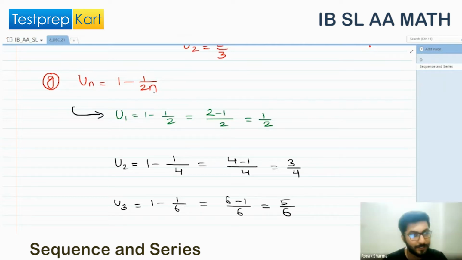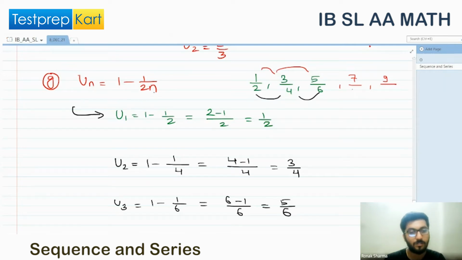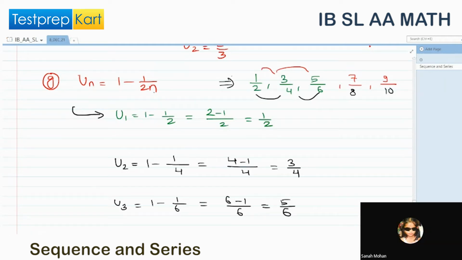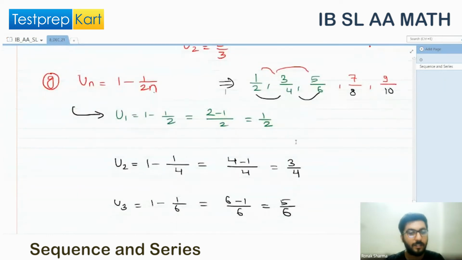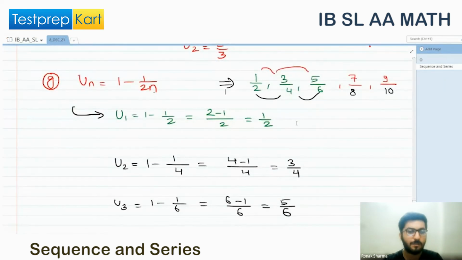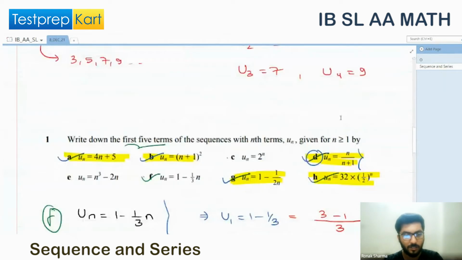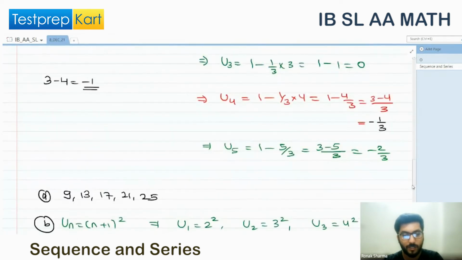Okay. See, after calculating three terms, try to observe the pattern. It will help you a lot. Like I can see that I'm getting the numbers in the numerators with a difference of 2. So here I'll get what? 7. Here I'll get what? 9. And in the denominator I'm having the even numbers with the difference of 2 again. So this will be 7 by 8 and this will be 9 by 10. Got it? So this should be our approach. Definitely it may not work in one or two cases, but most of the times it works. Okay. So 32 into 1 by 2 power n.